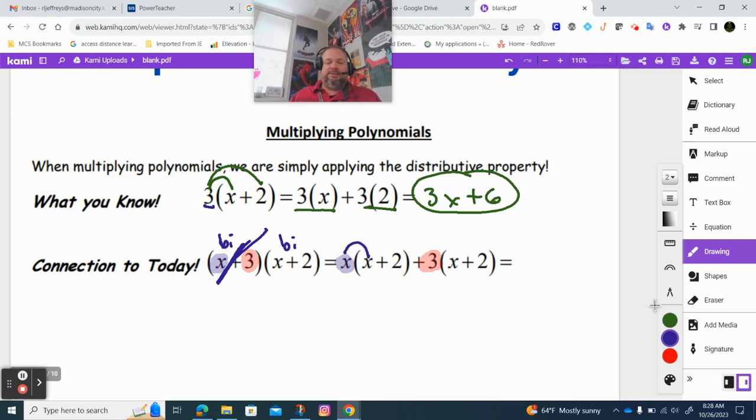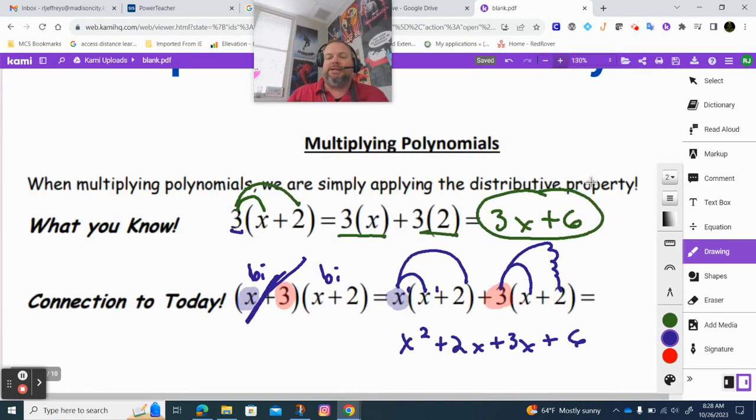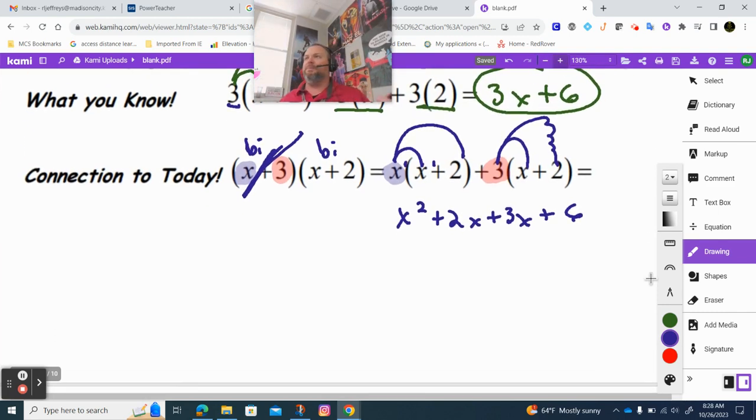So this is, x in the first, this becomes x squared. Pew. This becomes 2x. Pew. This becomes 3x. And this becomes 6. Now, after we multiply it, we would actually need to combine our like terms. And usually our like terms are going to be these right here in the middle. Okay, because there's no other x squareds, there's no other constants.